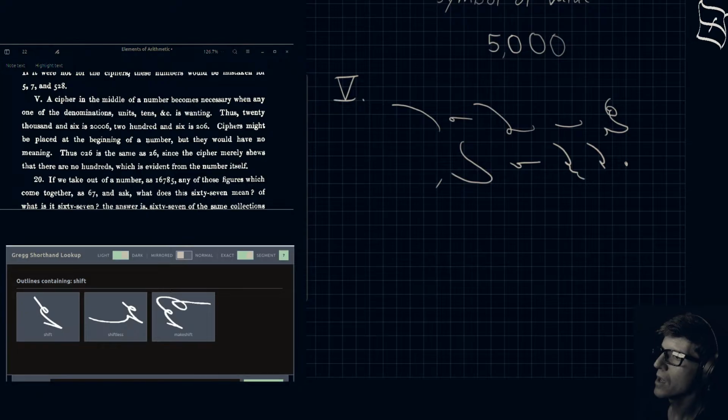There we go. So the takeaway from here is that ciphers are written anytime a position possesses no value. By possesses, I mean that there's no number to be written there. So ciphers are written anytime a position possesses no value.